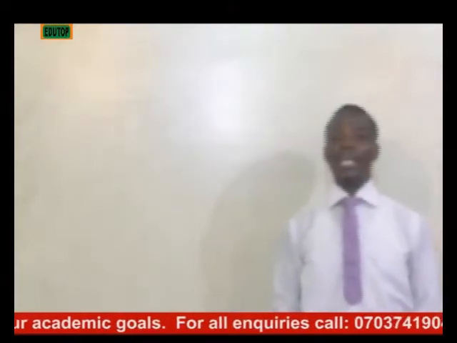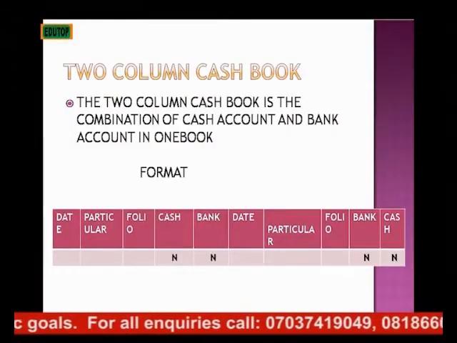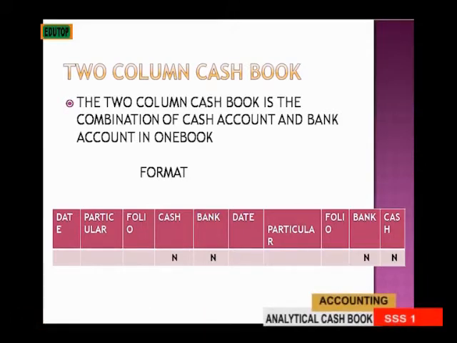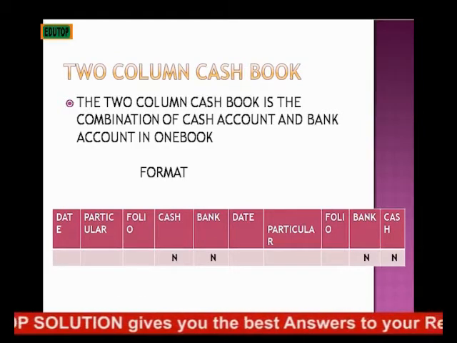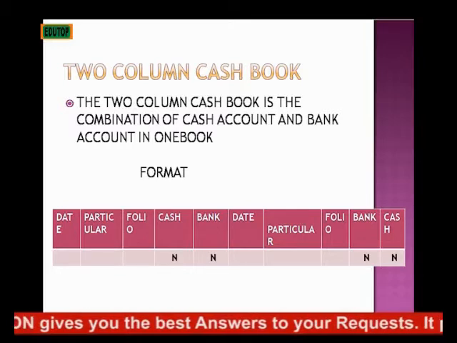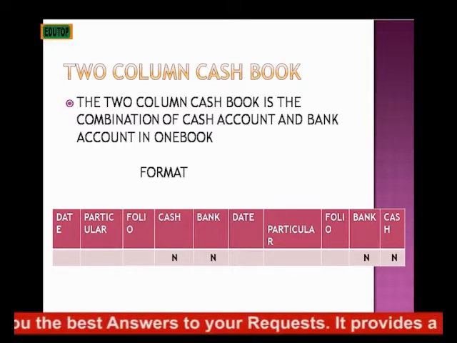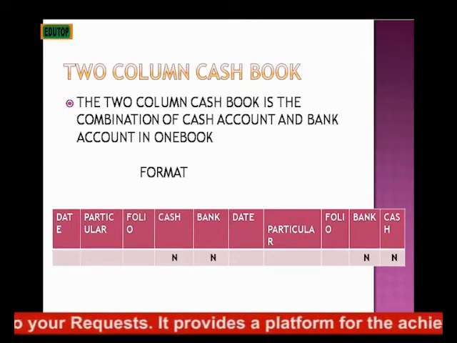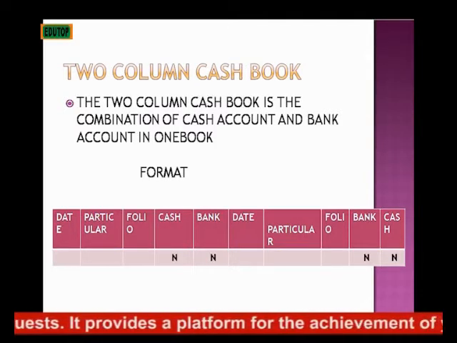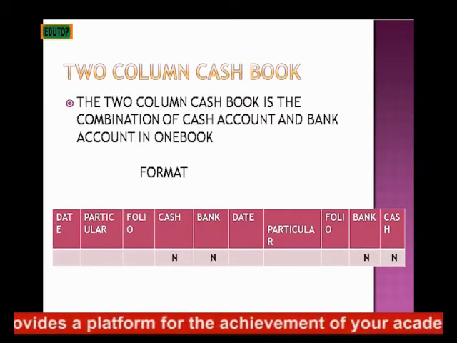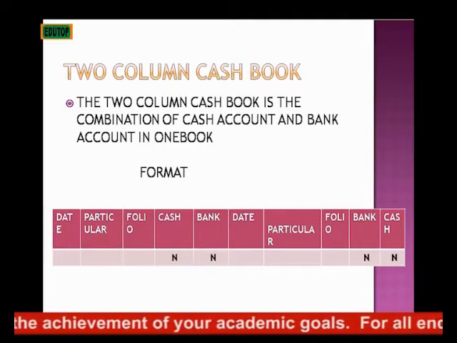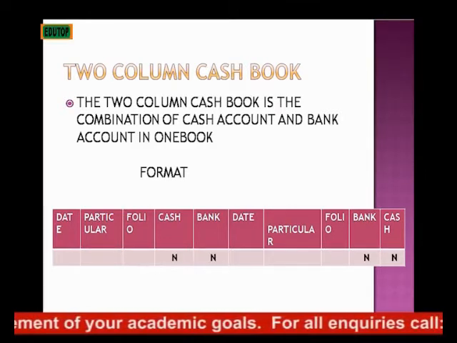Now we'll be talking about the two-column cash book. The two-column cash book is the combination of the cash account and the bank account. It has a small difference from the single-column cash book. The difference is that on every side it has a cash and a bank column, unlike the single-column cash book which has only one. So that is how you can differentiate them.